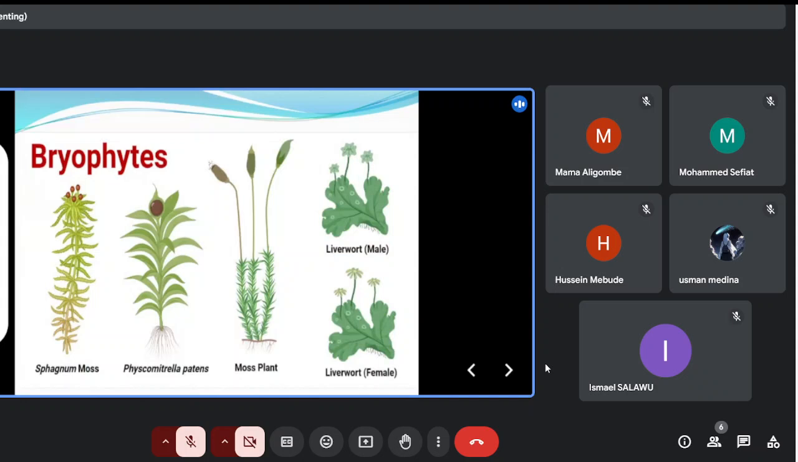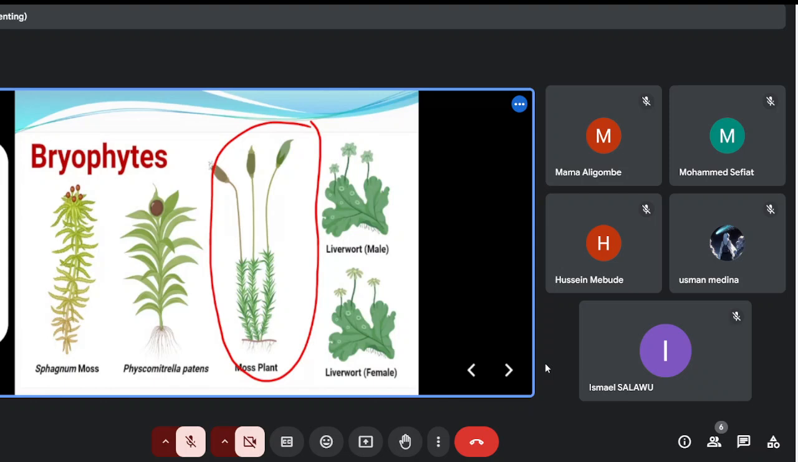Now look at this plant. Look at this plant here. This is an example of a moss plant that belongs to the division of bryophytes.